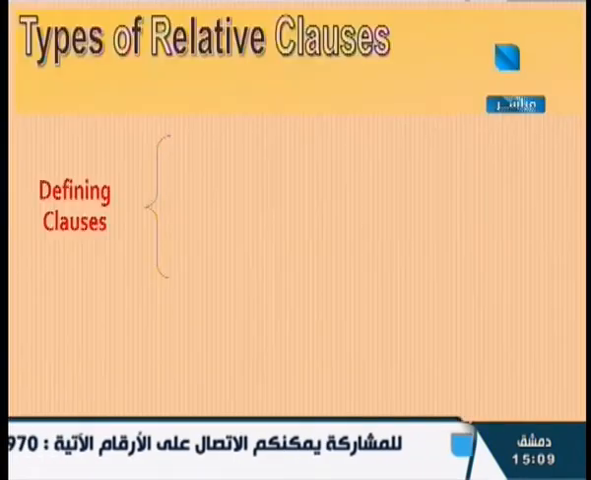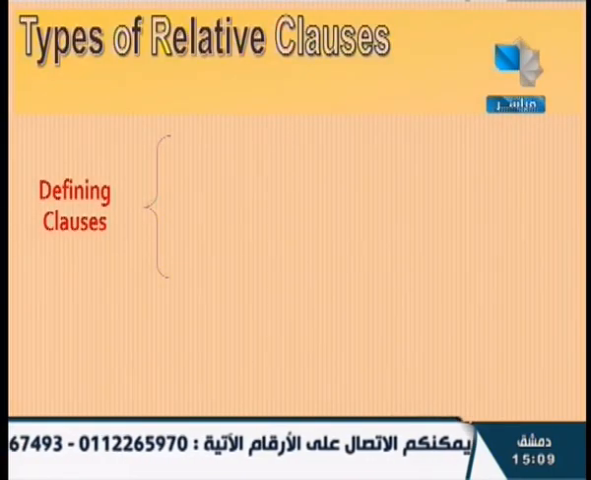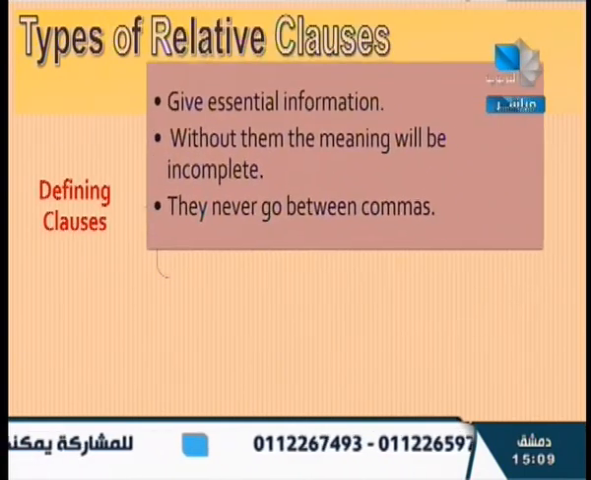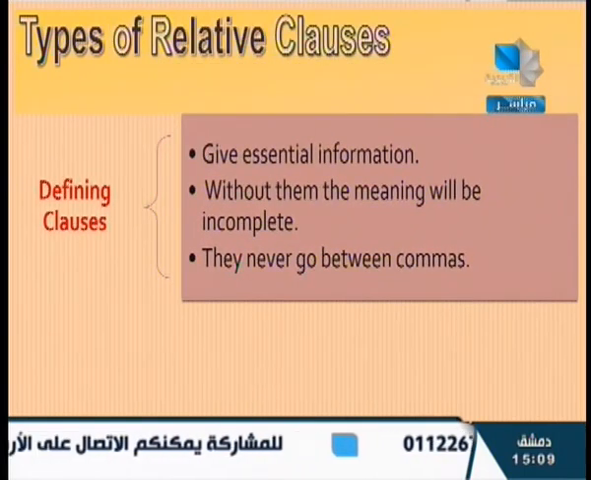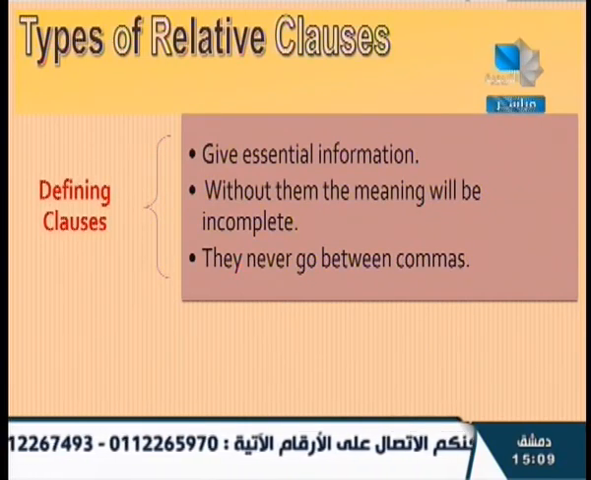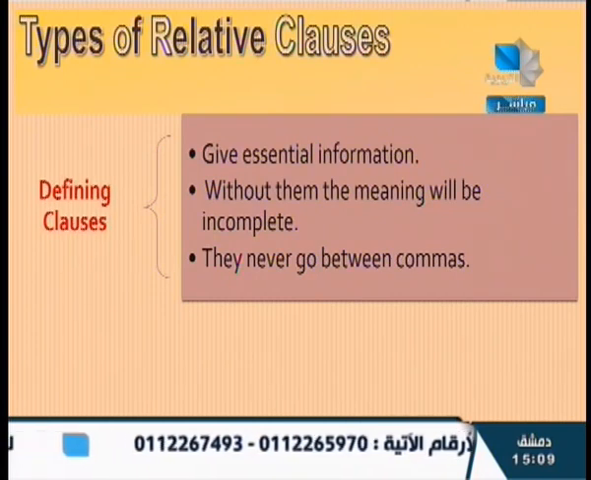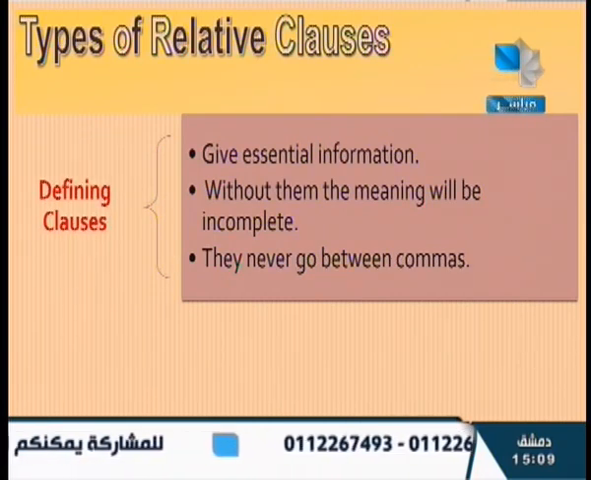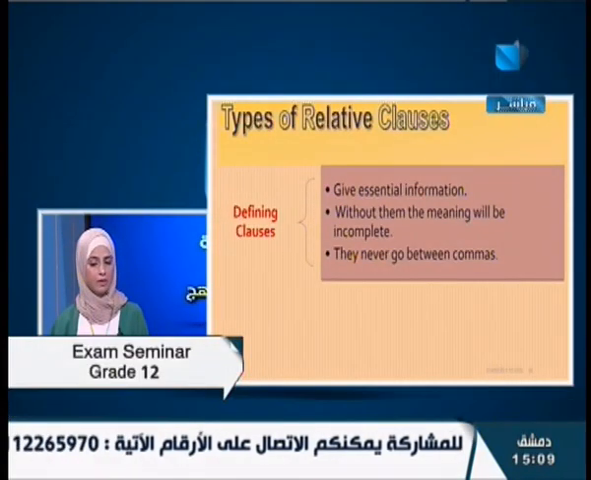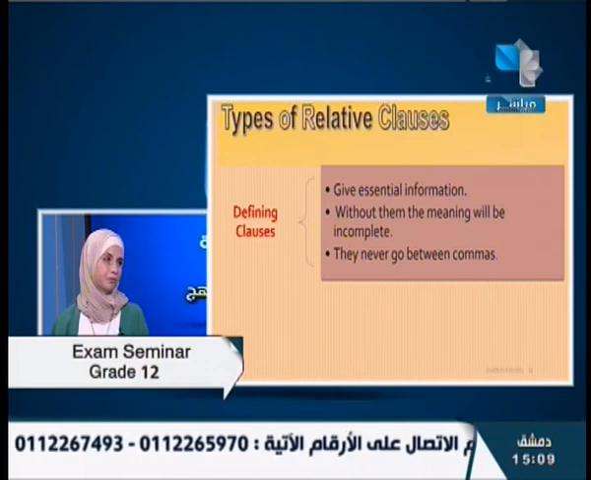Now, the defining clauses. We actually have two types of relative clauses: defining clauses and non-defining clauses. Let's start with defining clauses. They give essential information. Their purpose is to define which specific person we're talking about or referring to. Without them, the meaning will be incomplete, so they are necessary in the sentence. They never go between commas, and we can use all the relative pronouns in this type.